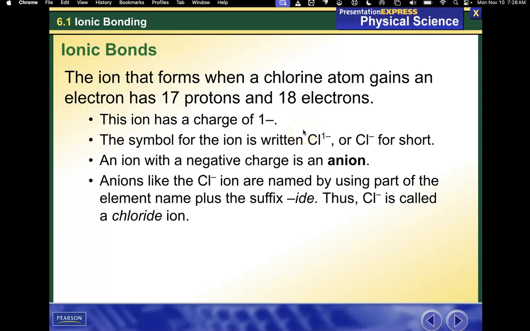The ion that forms when a chlorine atom gains an electron has 17 protons and 18 electrons. The charge is -1. The symbol is written like that. An ion that's negative is called an anion. Anions like chlorine are named by dropping the -ine and making it -ide. Thus, Cl- is called a chloride ion.